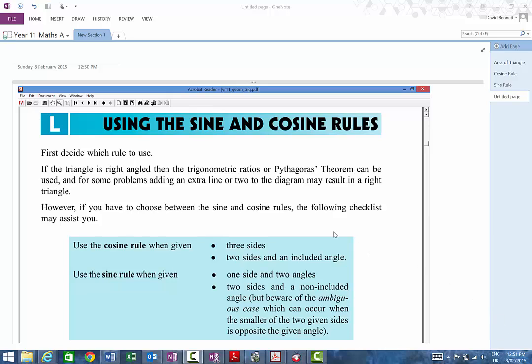Just looking at the main thing that you need to be able to do is apply the sine rule and the cosine rule to applications. Alright, so we're going to look at exercise 1L.